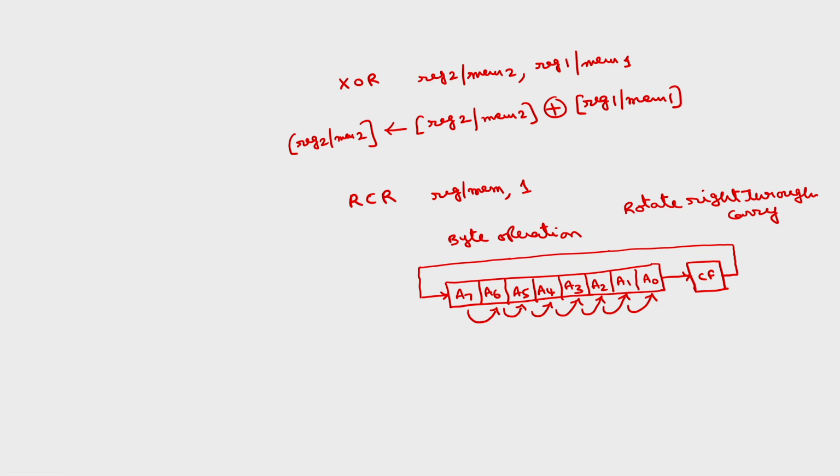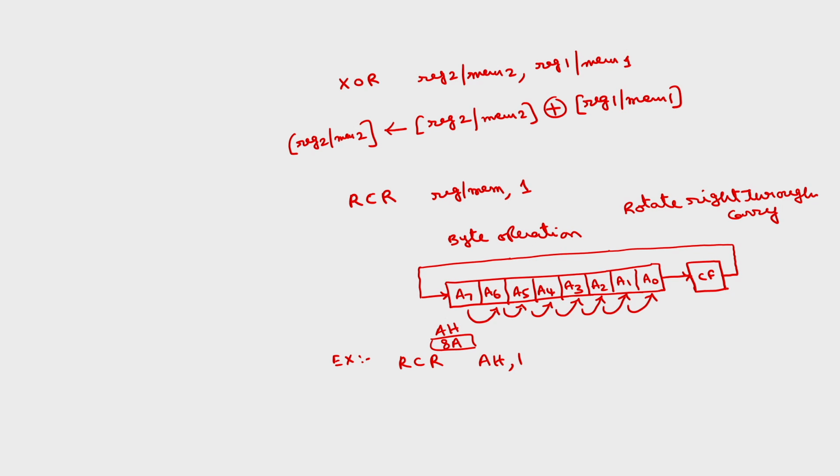So, for example, if I take an example of this, RCR AH comma 1. Before this, if the contents of AH is some 8A. Now, what will be the contents of AH after RCR AH comma 1? The result will be stored back to this register slash memory.